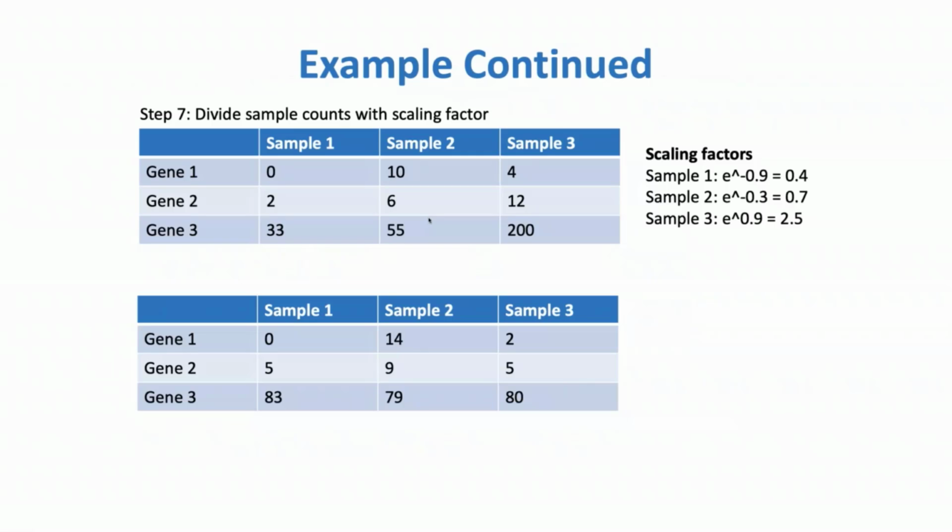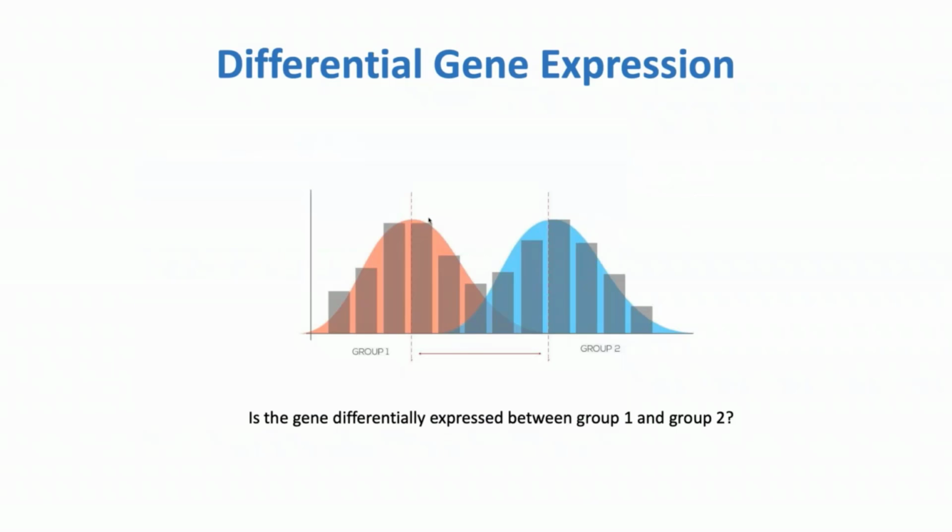scaling factors. And then with these normalized counts, we would then try to calculate differential gene expression. So this was DESeq2 normalization. Differential gene expression, quite simply speaking, is where we look at the distribution of expression in one group and compare it to another group of samples. And we call a gene differentially expressed if these two distributions are statistically different.